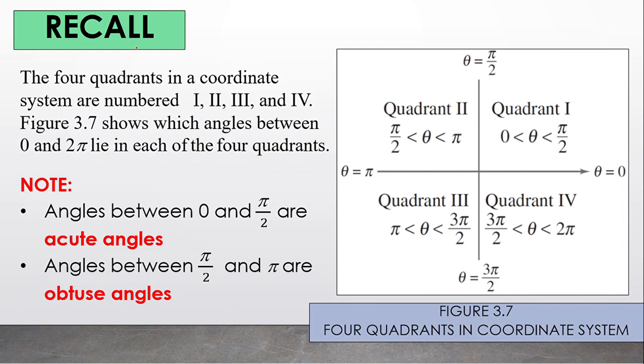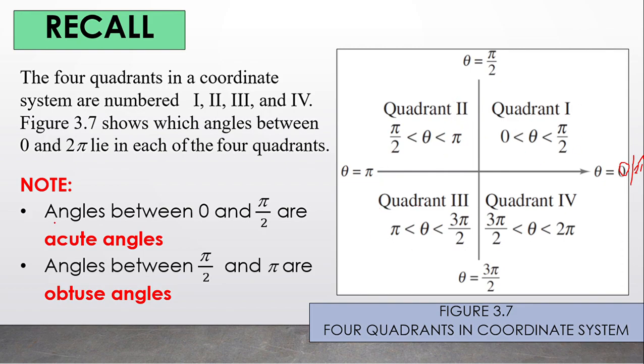So the 4 quadrants in a coordinate system are numbered quadrant 1, quadrant 2, 3, and 4. So let's see quadrant 1, 2, 3, and 4. It shows which angles between 0 and 2 pi lie in each of the 4 quadrants. Ibig sabihin, yung numbers between 0 and 2 pi, naglalay siya doon sa ating 4 na quadrants.